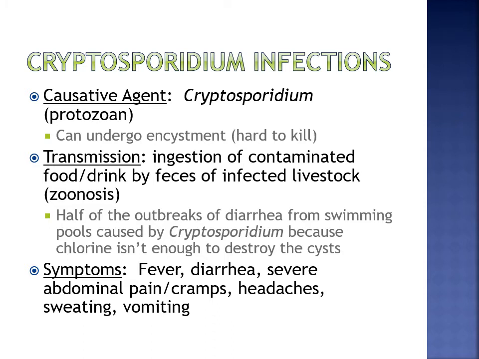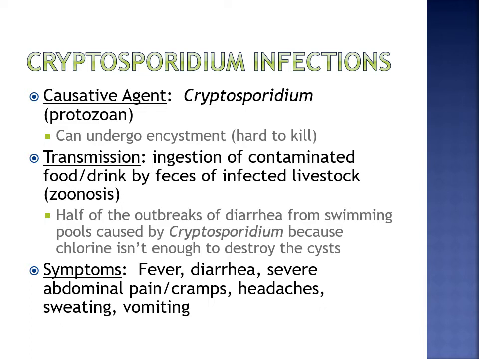Cryptosporidium, this is a protozoan organism that can cause diarrheal infections. The problem with this one is that because it's a protozoan, it can undergo that encystment process where it can make itself into a cyst, making it very hard to kill. This is a zoonotic disease where you typically get it from livestock, but it's still that fecal-oral route, so you get it with contaminated food or drink from feces from livestock.